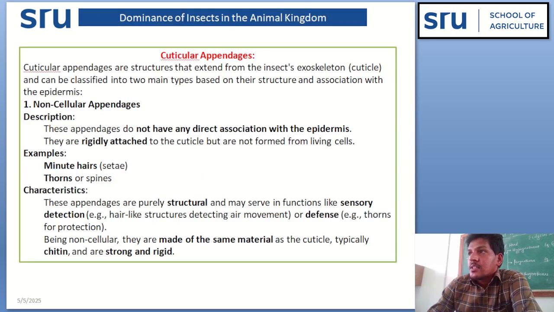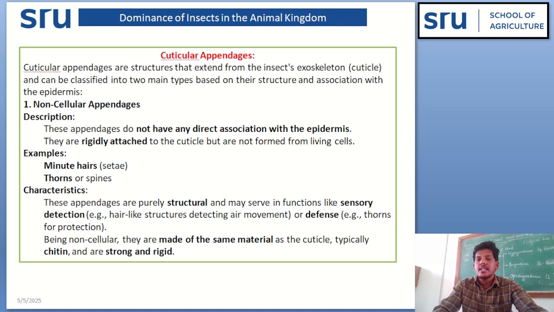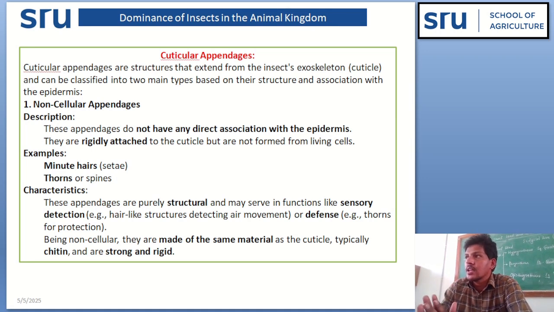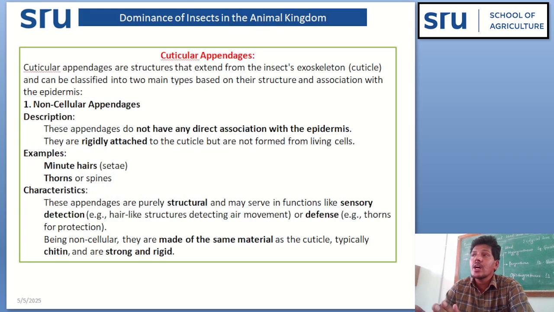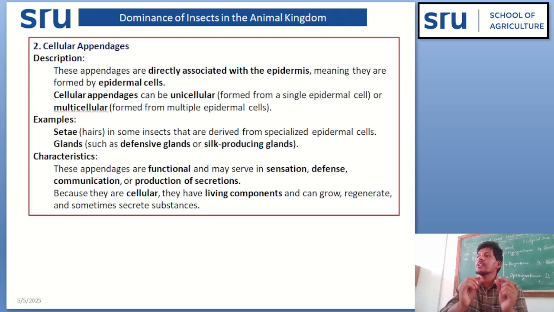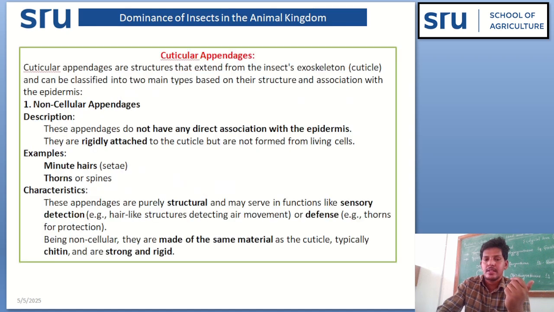Cuticular appendages. Cuticular appendages are the structures that extend from the insect exoskeleton or the insect body wall. These are of two types based on their structures and association with the epidermis: first, non-cellular appendages, and second, cellular appendages. Non-cellular appendages are not produced by the epidermal layer, but cellular appendages are produced by the epidermal cells. That is the difference.